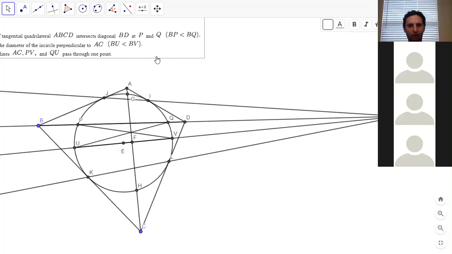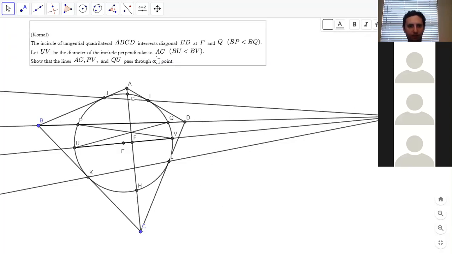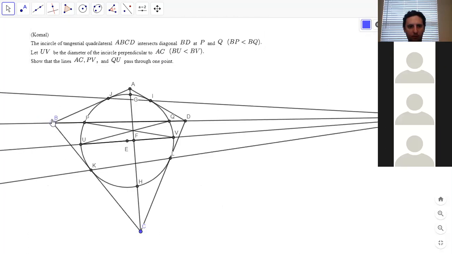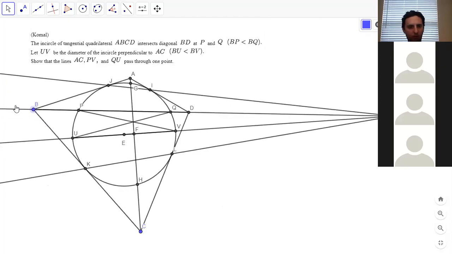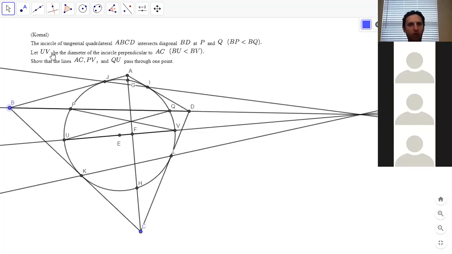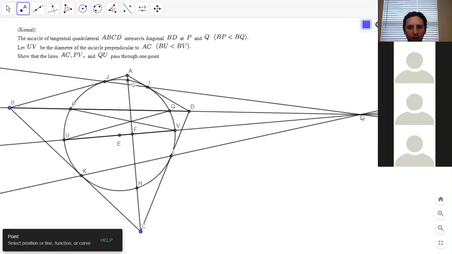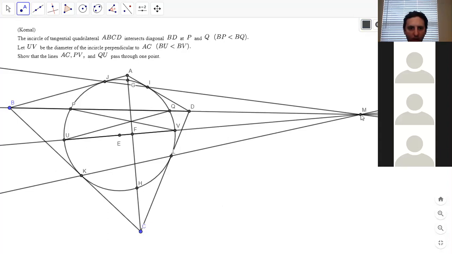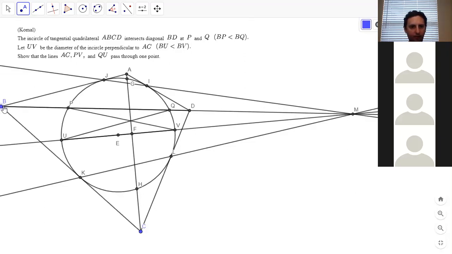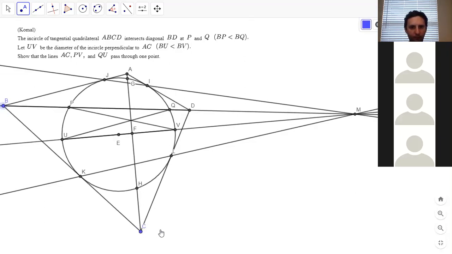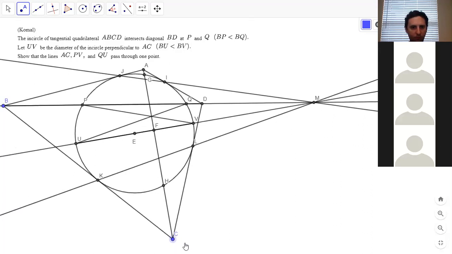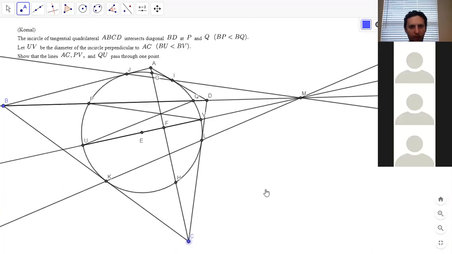Good observation. Yes, if they are, then I think AC is the polar of the concurrence point, and the intersection of PV and QU also lies on the polar of it, so it must be collinear. So we just need to prove they are concurrent. Okay. Let me try to make the best diagram I can. Like that.